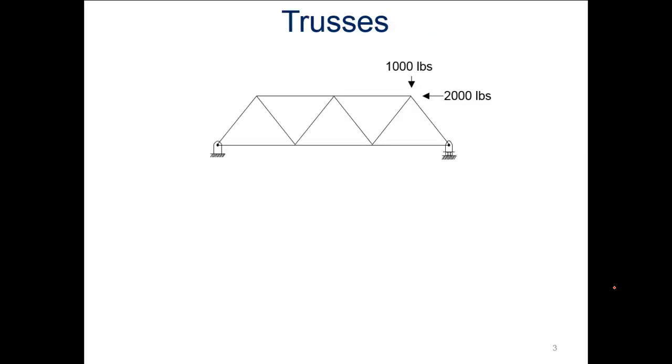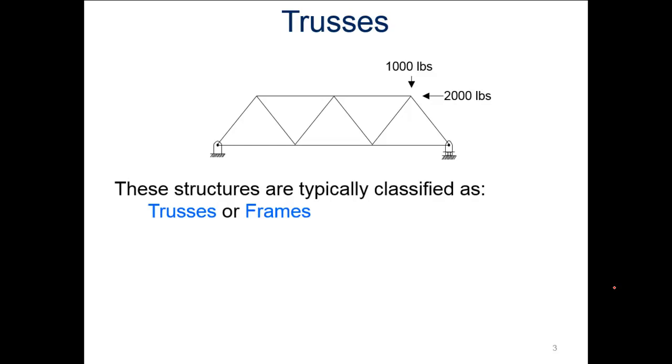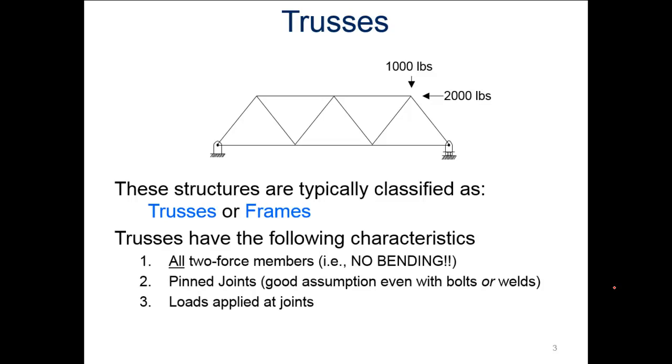All right, so we're looking at trusses. So here's an example of a truss. And these structures are typically classified as trusses or frames. And what we're looking at when we say something is a truss or a frame, they have the following characteristics. They're all two-force members. There's no bending. So two forces just right along the axial piece of our members. They're pin joints, which are good assumptions, even with bolts or welds.